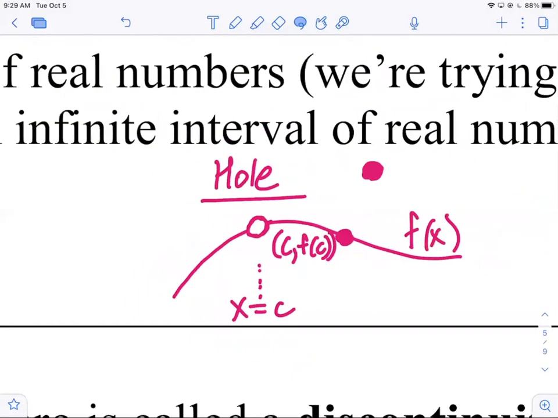Yeah. So the open circle that we draw there, it looks like a hole, right? Like if you were walking along a path, and you're looking down from above, and you stepped into there, you would fall down. You would fall into the hole, okay? So that's why we call it a hole.